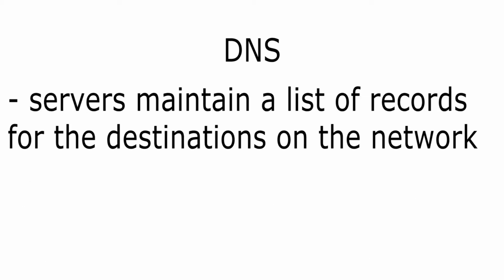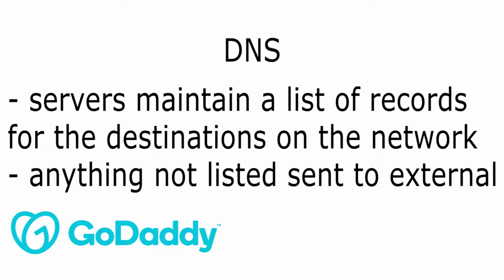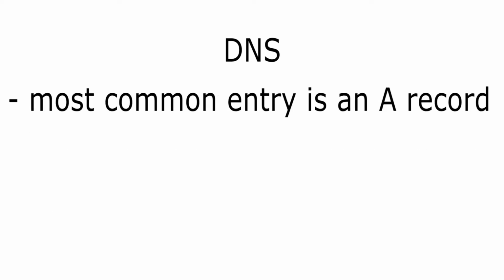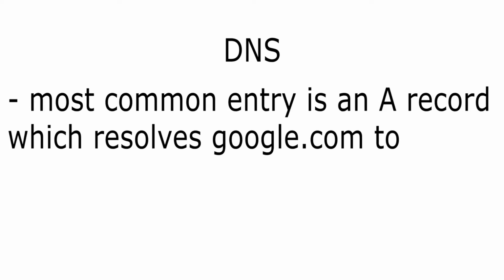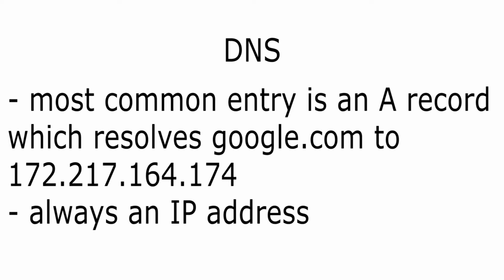Servers maintain a list of records for the destinations on the network, and anything not listed will be sent to the external DNS provider. Common external or public DNS hosts include GoDaddy and Network Solutions. The most common DNS entry is an A record, which resolves google.com to 172.217.164.174. One thing to note is that an A record is always an IP address.